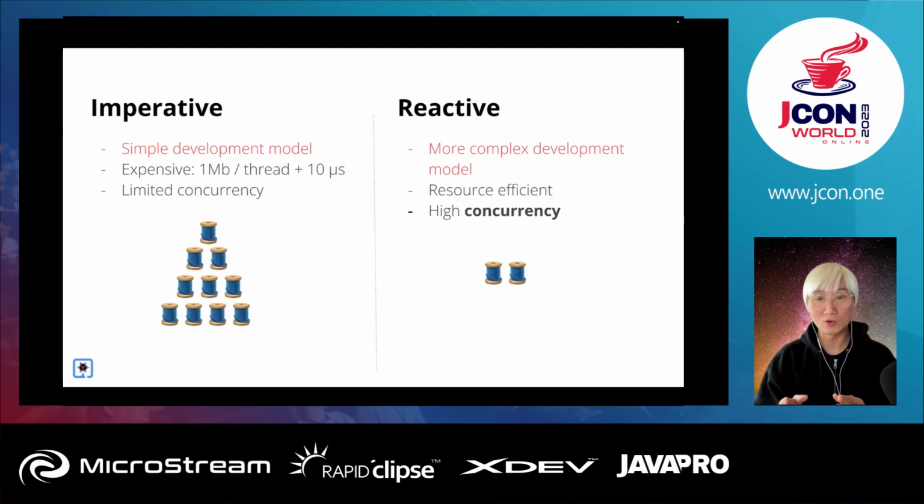So here are some bullet points on the advantages or disadvantages, the pros and cons, of imperative applications and reactive applications. Imperative applications are pretty easy and obvious for developing your business application. Very simple development model, but they're pretty expensive. For example, this is a Linux operating environment. You have at least 1 megabyte to create a new platform thread, and there's 10 microseconds for context switch to schedule your new request to the new platform thread. This is based on the Linux operating system once again. So if you use Mac OS or Windows, the number is a little bit higher than the Linux operating system.